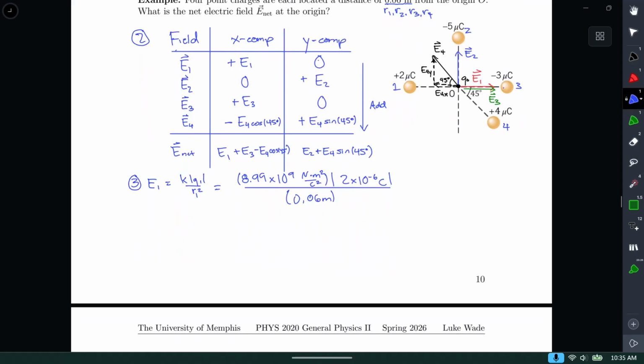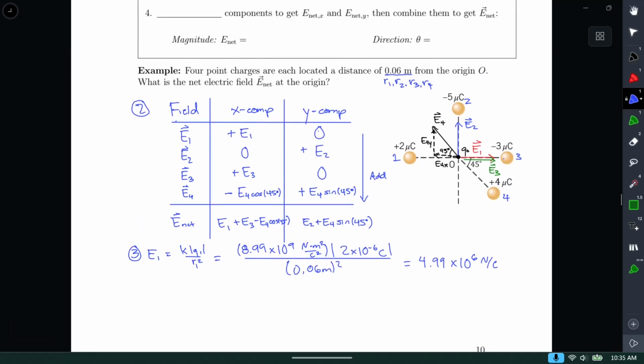0.06 meters. We square that, and I get 4.99 times 10 to the 6 newtons per coulomb. Again, newtons per coulomb you read as per each coulomb of charge I could put here, it will feel that many. So 5 times 10 to the 6. If I put 2 coulombs of charge there, it'll feel 10 times 10 to the 6 newtons of force. That's what the field is telling you about. It's like how concentrated forces are at different locations.